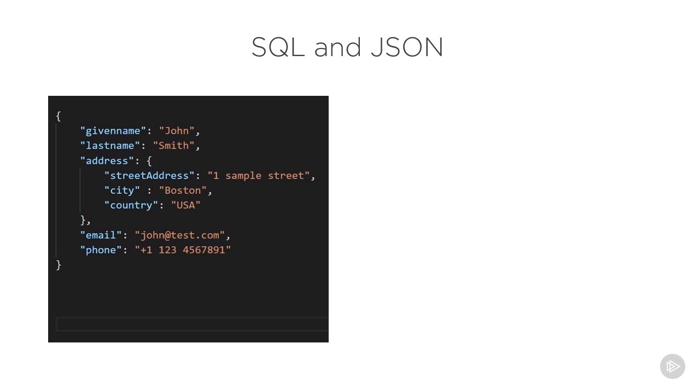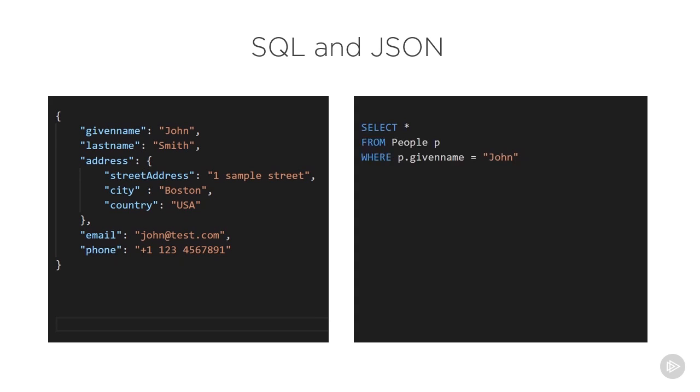If we are saving this object in Azure Cosmos DB SQL API instance, we should be able to write SQL queries to find this object based on the given name. If you have worked with SQL, this syntax should be familiar to you. So I am basically looking for any item from the people's collection where the item's given name property is equal to John. Running this query in the Data Explorer will result in this object being selected.